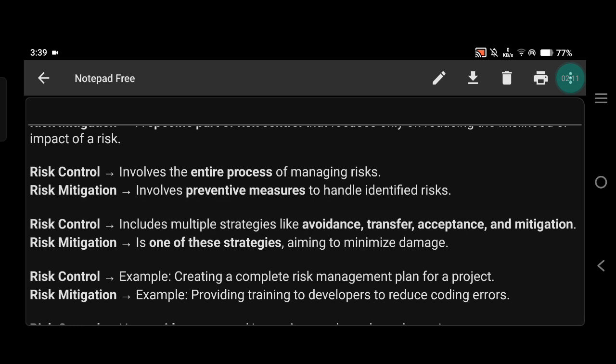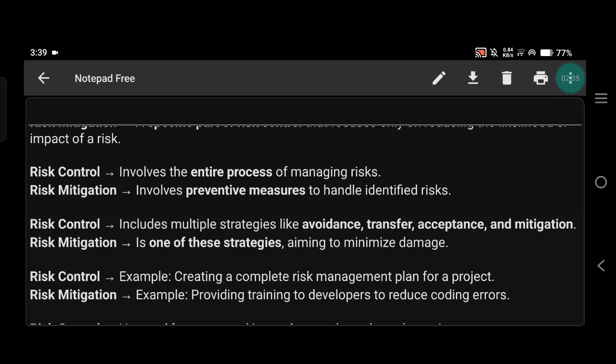Then risk control involves the entire process of managing risk. Risk mitigation involves preventive measures to handle identified risk. Risk control covers the entire process of risk management, and on the other hand, risk mitigation focuses only on reducing risk.